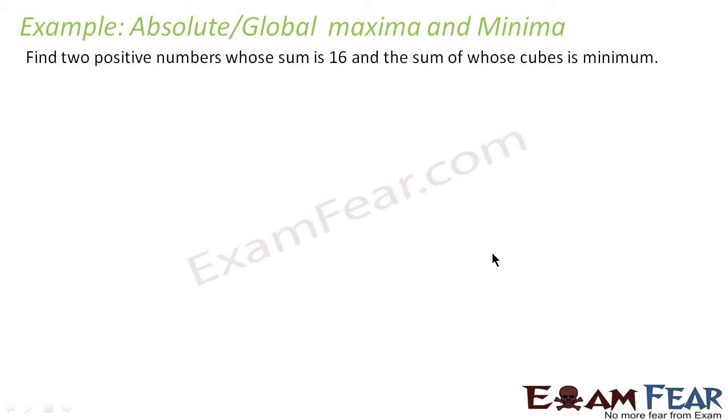Let's take one more example. We need to find two positive numbers whose sum is 16 and the sum of whose cubes is minimum. Here also, it is not an absolute maximum and minimum question. Why? Because if x and y are two positive numbers, what we are saying is x plus y is 16, and x cube plus y cube is the minimum value.